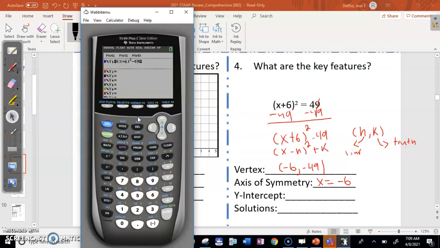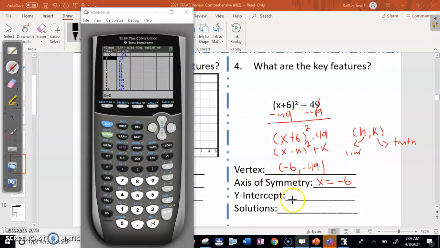Once you do that, hit second graph. The y-intercept is easy. If you guys were to remember, the y-intercept 0 comes first. So let's look for a 0 on the x, and then there it is, 0 and negative 13. So this is 0 and negative 13. Now solutions, whenever it's a solution, that's your x-intercepts. That means you need to be looking for a 0 in your y1. And if you notice, there's one right there.